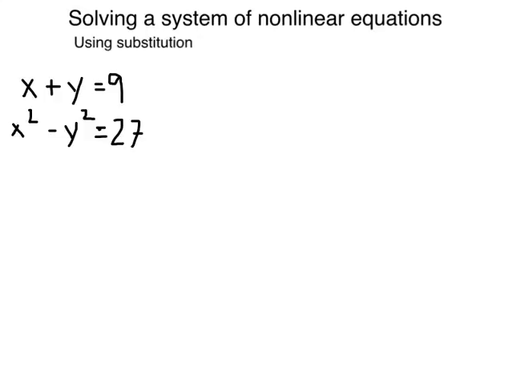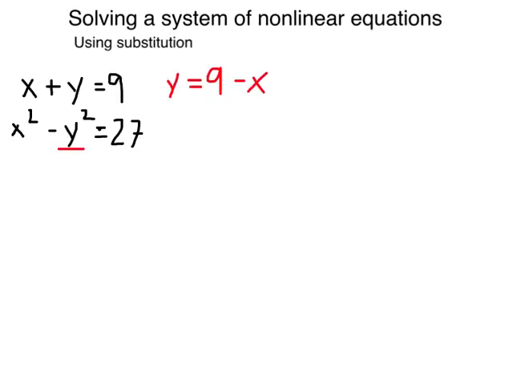Let's look at how to solve a system of nonlinear equations using substitution. We really only want to use either substitution or elimination on these types of problems. Using the graphing method would be super imprecise. So let's go ahead and take the equation here and solve for y. So y is going to equal 9 minus x.